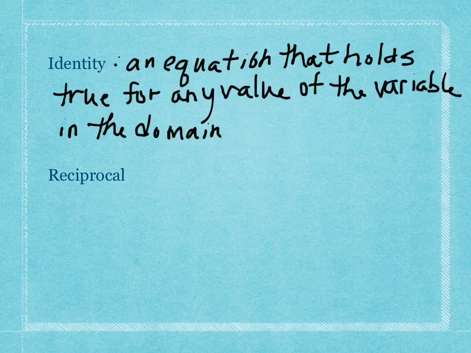And just to show you that it really doesn't mean that it's only trig stuff, you've seen them before, and here's an example of one. If I have the equation 2 times (x plus 3) equals 2x plus 6, that's an identity. If I simplify the left-hand side by distributing, it would look exactly like the right-hand side. That means x could be any value, and this equation would be true. And that's all it means for it to be an identity.